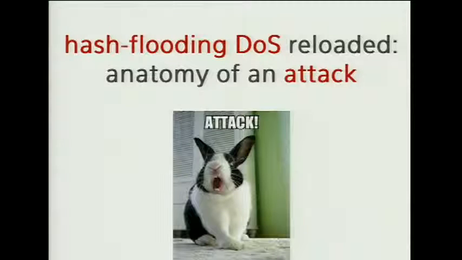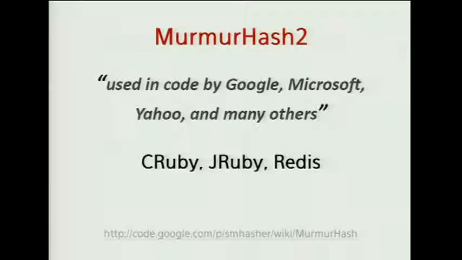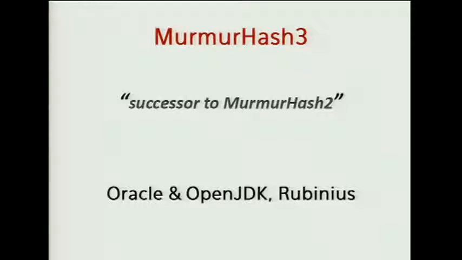Okay, so I want to present to you an attack that we did, and our target was the MurmurHash family of functions. There's MurmurHash 2, which is widely used in projects like CRuby, JRuby, the Redis NoSQL database. Then there's MurmurHash 3, which is the successor to MurmurHash 2, obviously. And an interesting fact is that this was introduced in Oracle and OpenJDK last year as a response to Klink and Valda's attack. And the same thing happened in Rubinius, so they used a randomized version of MurmurHash 3.